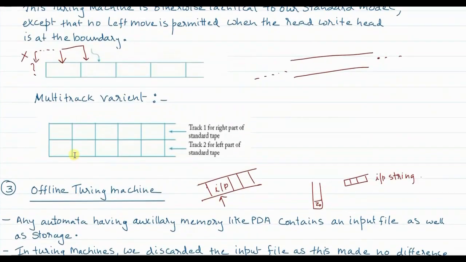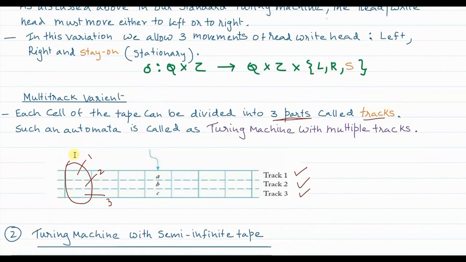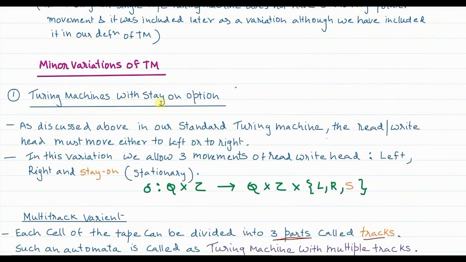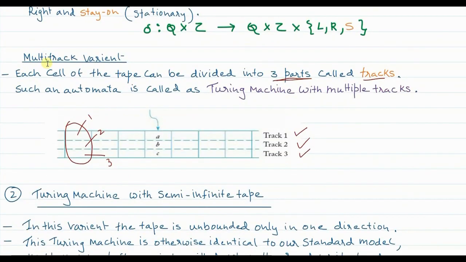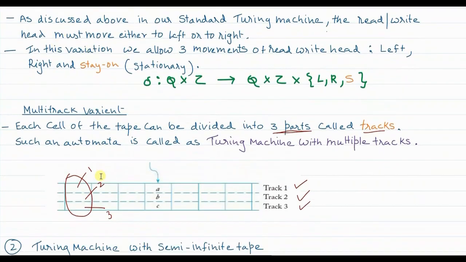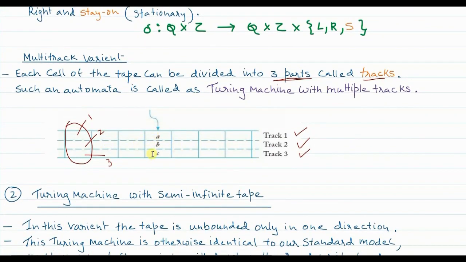So these are the very minor variations of Turing machine. First one is Turing machine with the stay option. We did not realize this also because we were using it from the start. Second is your multi-track variant of this. As I have already told you, Peter Linz has not categorized multi-track Turing machine as a separate Turing machine, whereas if you see other textbooks like John Martin's, they have categorized separately something called the multi-track Turing machine.